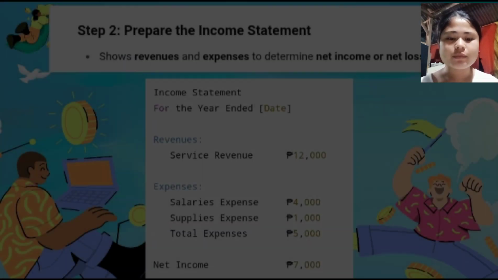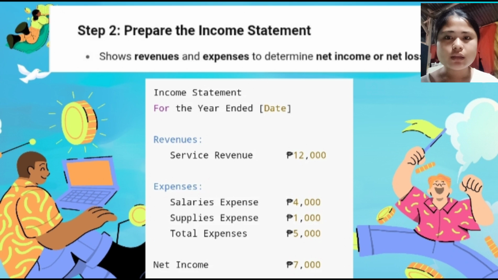Then, the second step is prepare the income statement. Ang income statement shows the revenue and expenses to determine net income or net loss. For example, sa service revenue, ang iyong total kay 12,000. And sa mga expenses ay salaries expense ug supplies expense. Ang total sa salaries expense is 4,000 and sa supplies is 1,000. So, ang total expenses tanan kay 5,000. So, ang total sa revenue kay 12,000, then ang expenses, i-minus sa expenses nga 5,000, the total net income is 7,000.